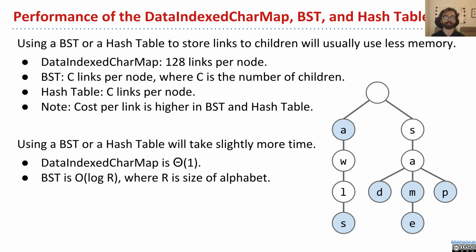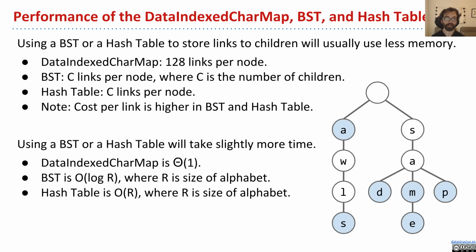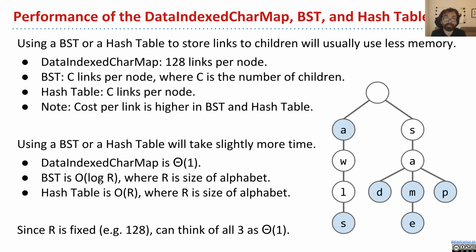With a binary search tree, it's going to be big O of log R, where R is the size of the alphabet, because the biggest possible binary search tree will have depth log R if you're using all possible links. And then the hash table is going to be big O of R in the worst case. We shouldn't get a collision, but if somehow all the letters ended up in one single one of our buckets, then you could say it's big O of R. Though in practice, that's never going to happen. But the good news is we don't have to worry too much about these expressions because the alphabet size is fixed. We're not going to change from ASCII to something else. So we can think of all 3 as theta 1.